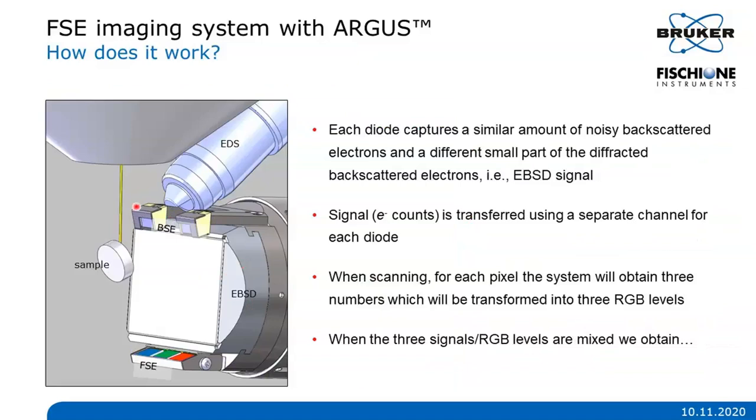phosphor screen to capture backscattered electrons for atomic contrast images, and 3 silicon diodes below the screen to capture backscattered electrons with forward directions, named FSEs, to image the orientation and topography contrast. Each FSE diode receives a similar amount of noise, but a different signal or electron count for each pixel in the scanned area. So each diode has a separate channel. So when scanning, each pixel will obtain 3 numbers, which will be transformed into 3 RGB levels. And then when we mix the RGB levels, we obtain colorful images, like, for instance, this one.